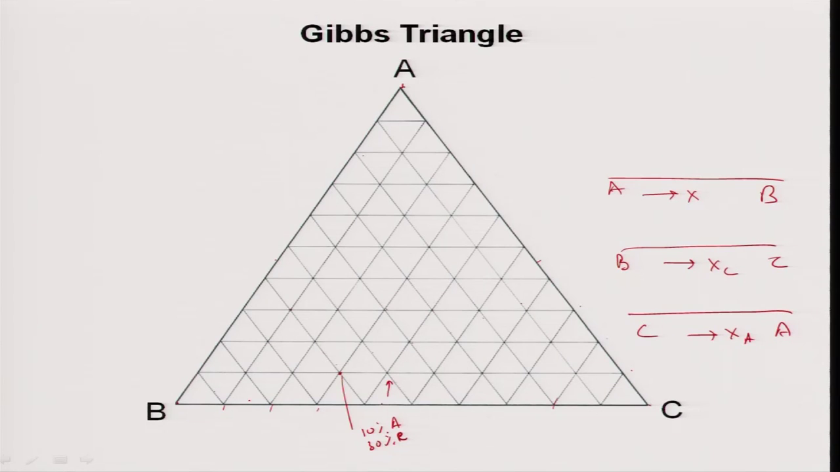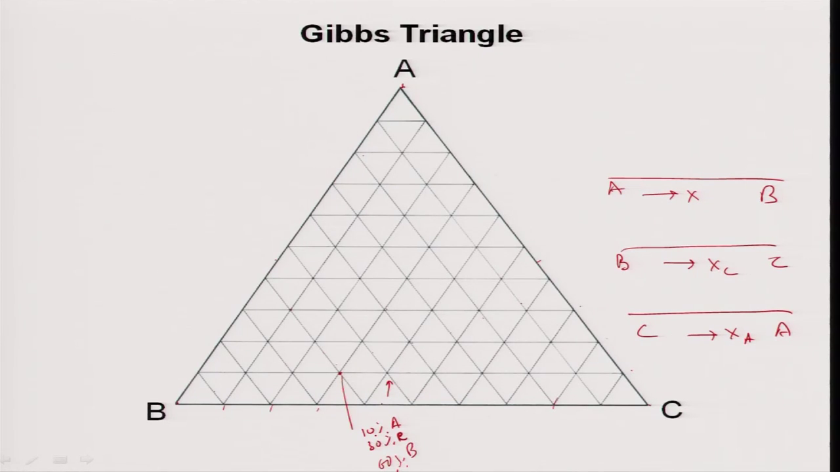To get B, I have to look at the line parallel to AC. So this will be how much? You see, this is 10% B, 20, 30, 40, 50, 60% B. So 60 plus 30 plus 10 is 100. So I can measure composition on anything.